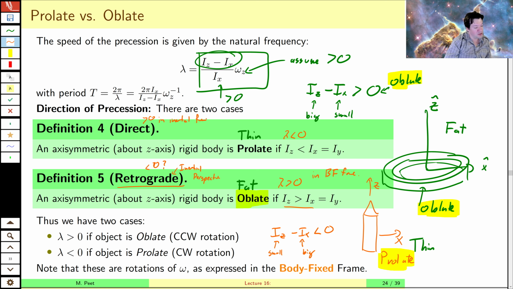So definitions: oblate, fat, rotation positive in the body fixed frame, negative in the inertial frame. Prolate, rotation is negative in the body fixed frame, and it's called direct because it's somehow positive in the inertial frame.